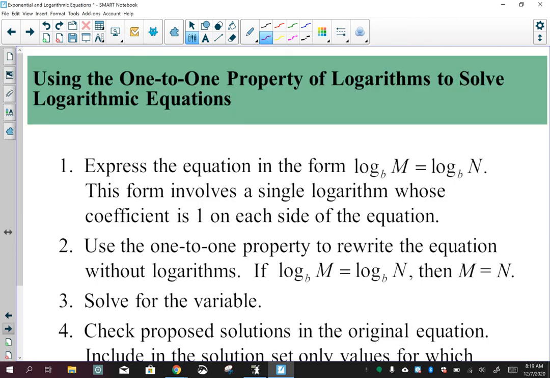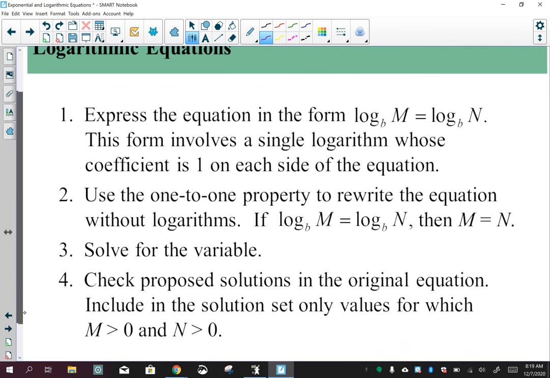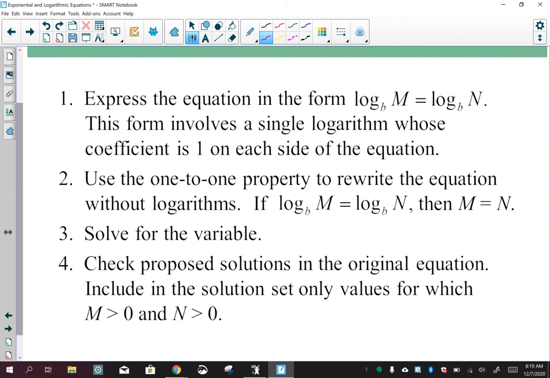We're going to use some more properties here. When you have logs on both sides, it's the same idea. What's nice about this is if you have logs on the left side and the right side and they have the same base, just like what we did with the exponentials, you can drop those logs and set your m and your n equal to each other and solve that way. But again, on these ones you're going to have to check because you have to make sure that both your m and your n remain positive. And sometimes you're not going to have any that wind up having a solution.